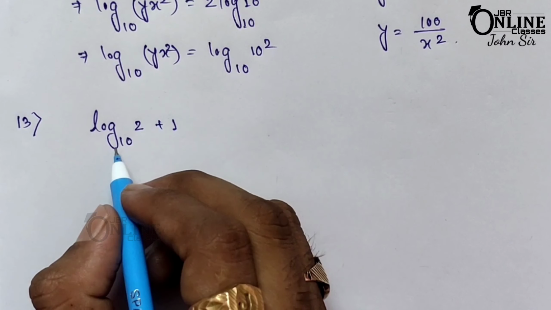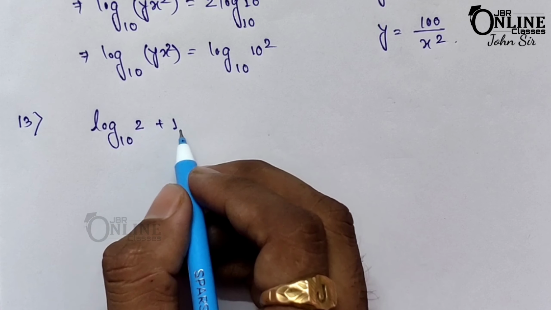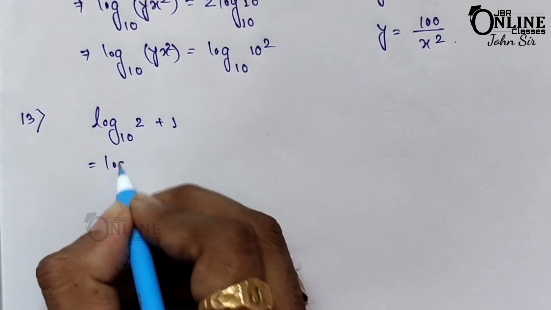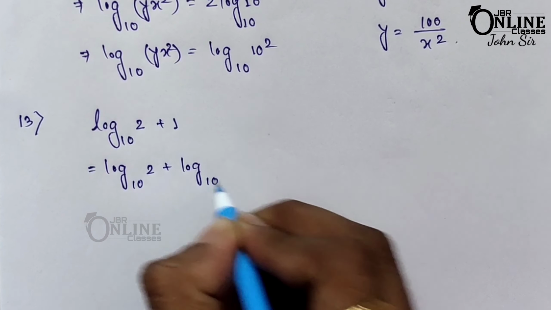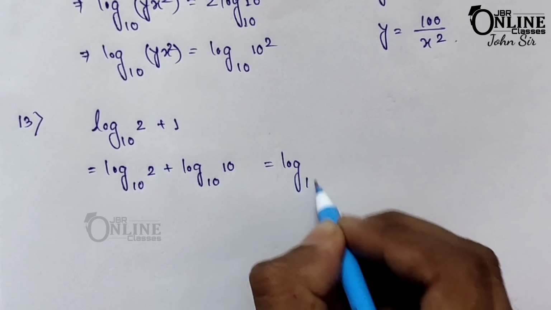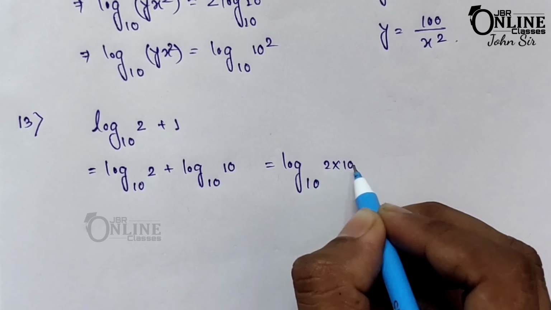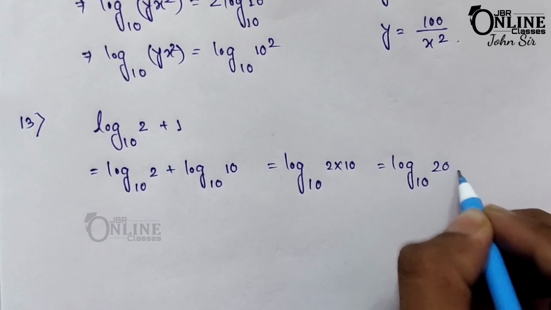Sum number 13. Express log 10 2 plus 1 in the form of log 10x. So here log 10 2, and plus 1 means log 10. Okay, so now that equals, you can write here log 10. Now here 10 into 2 equals 20. So the final answer will be log 20.